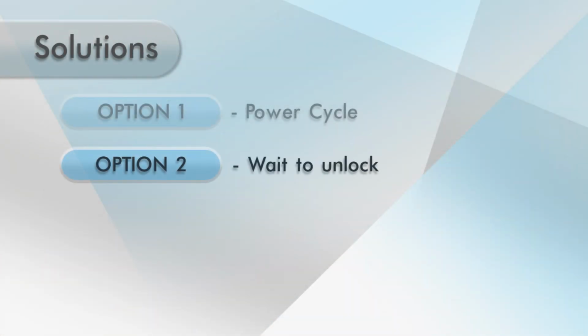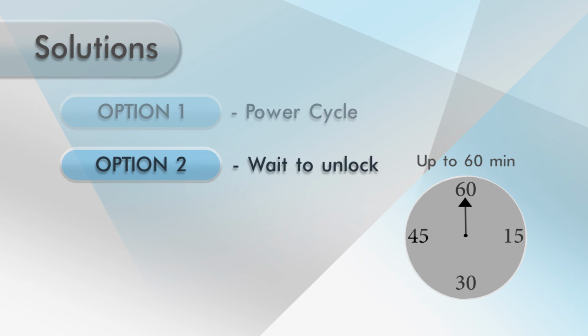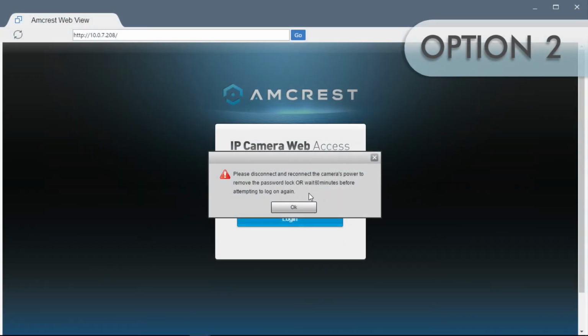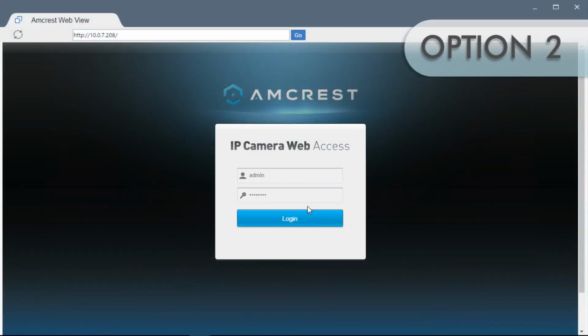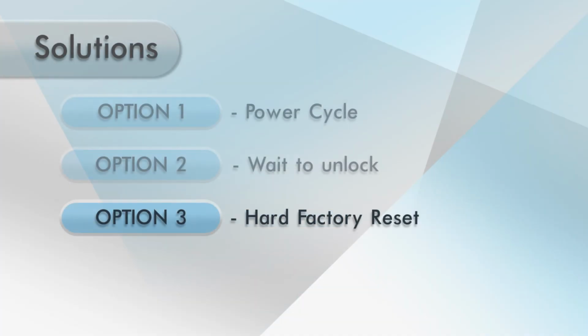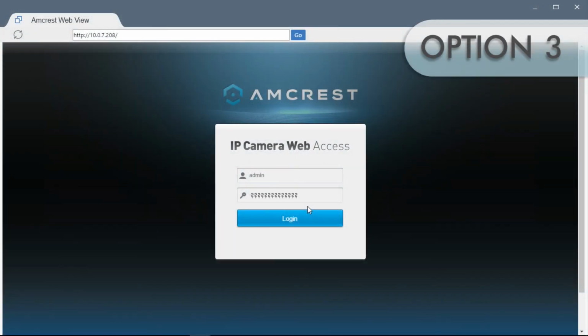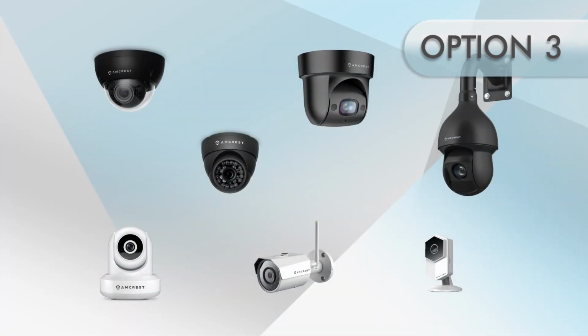Option 2. Wait for 60 minutes to unlock the camera. You will have another number of attempts to enter in your password correctly. Option 3. If you have forgotten your password completely, you will need to do a hard factory reset and reconfigure your camera. Please refer to your specific camera model's reset procedure for further assistance.